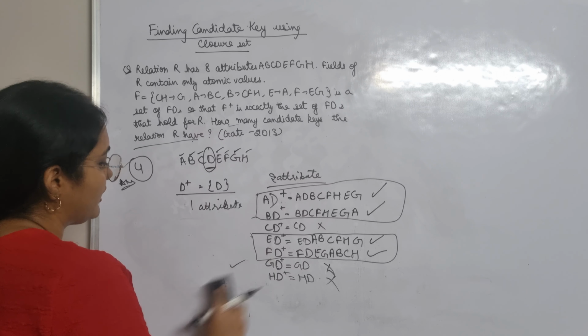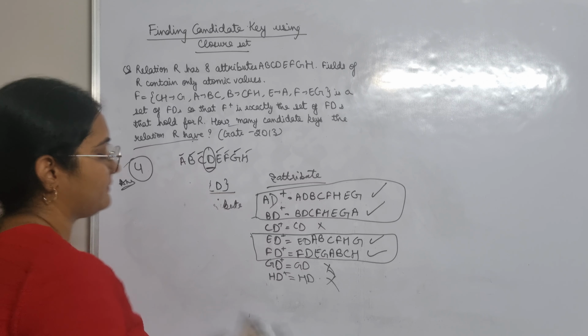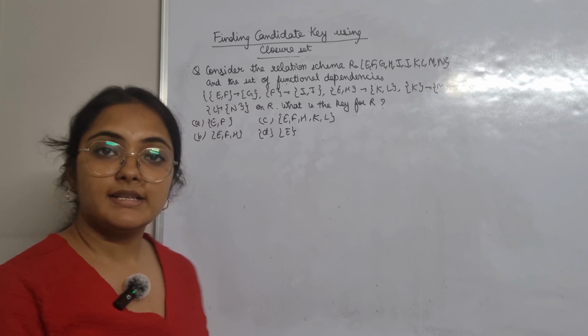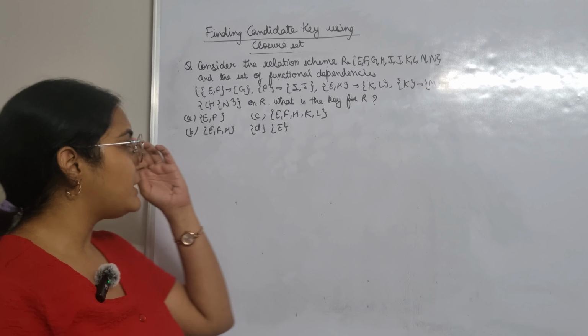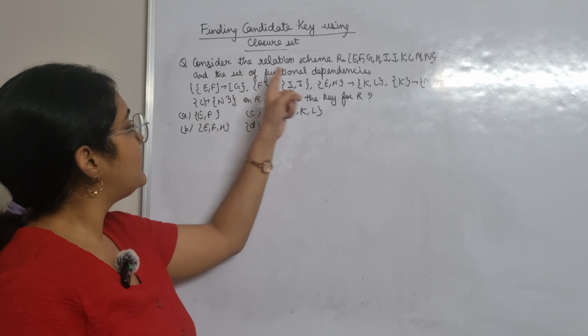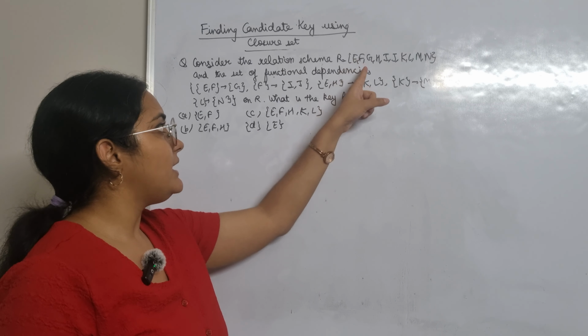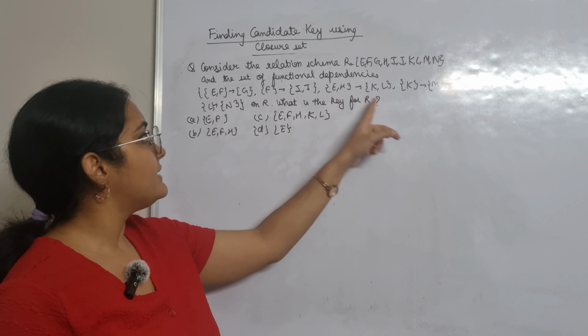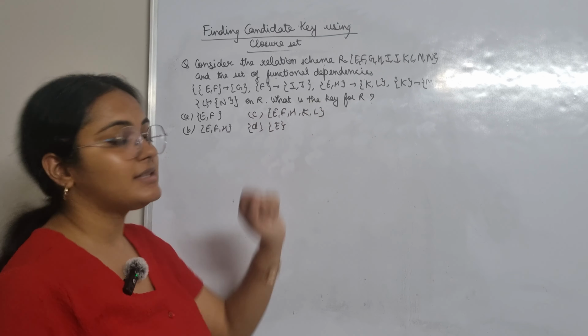Now let us move on and do some more questions on this. In this question it is asked what is the key for R. I don't remember exactly which year this was asked, but it is a GATE question. Consider the relation schema R = E, F, G, H, I, J, K, L, M, N, and these are the set of functional dependencies given. Then it asks what is the key for R.